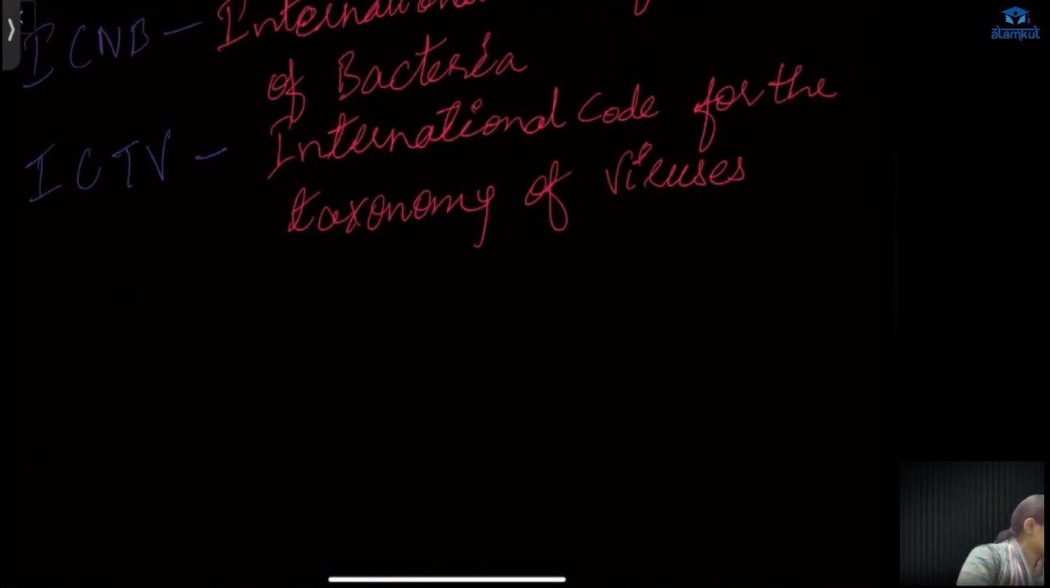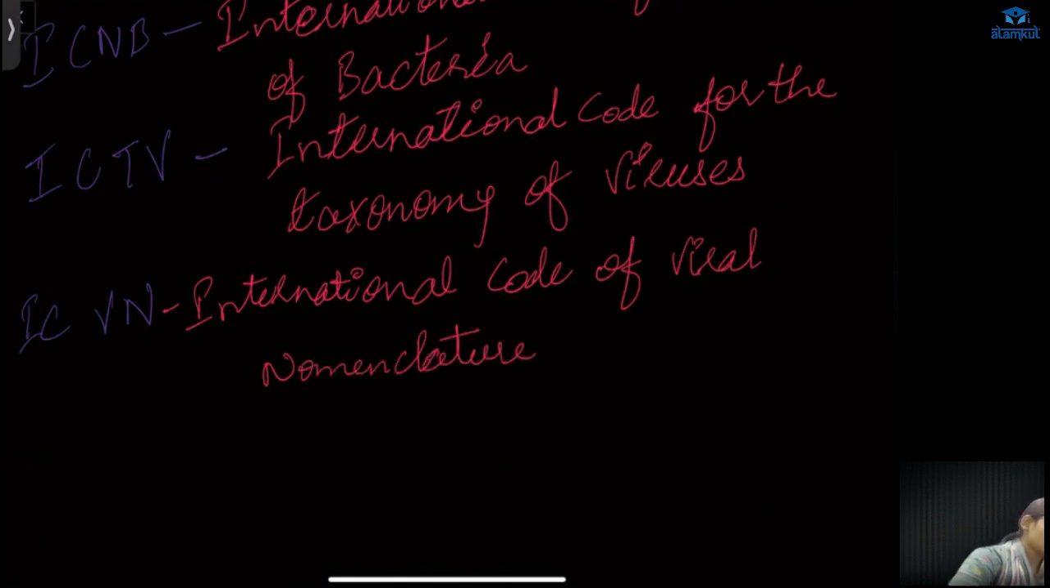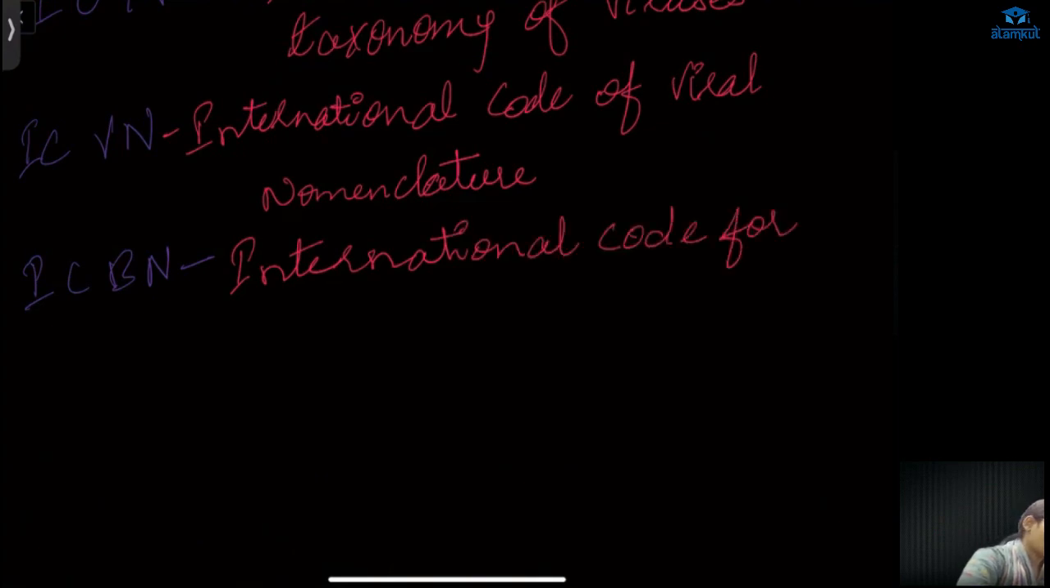Then the third one is ICVN. Full form is International Code of Viral Nomenclature. And then what is ICBN? ICBN is International Code for Botanical Nomenclature.